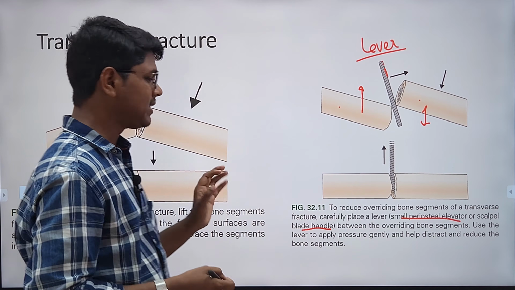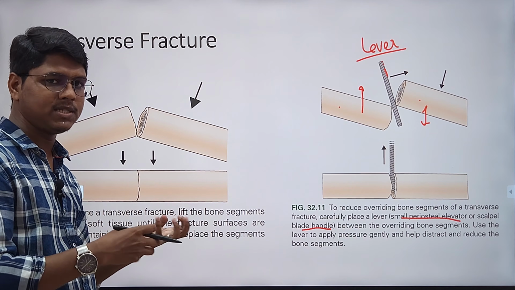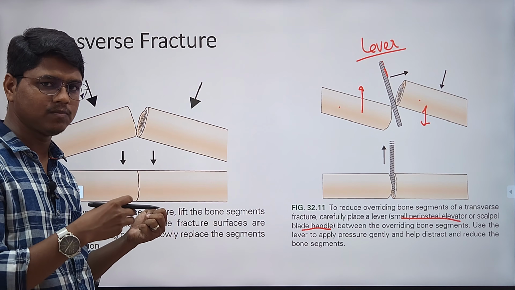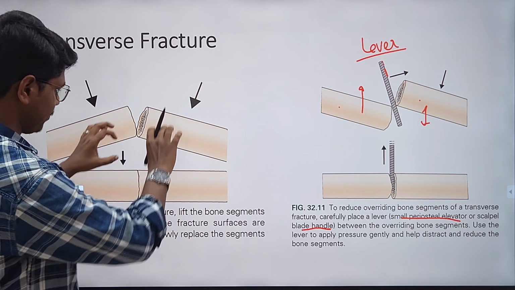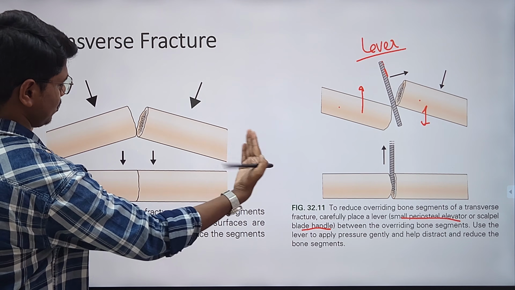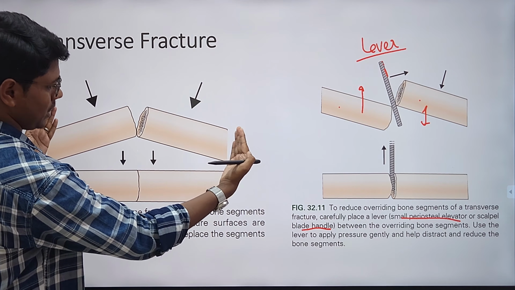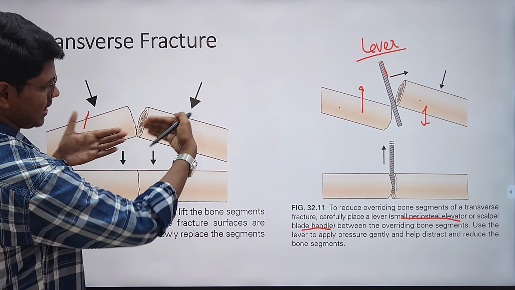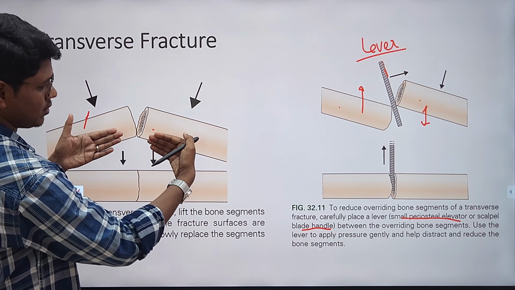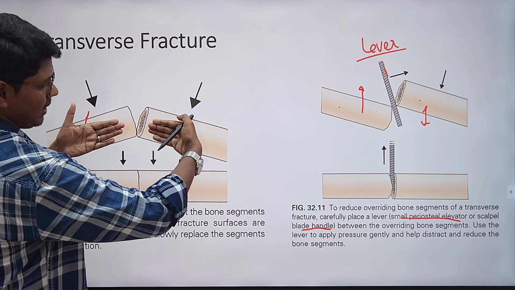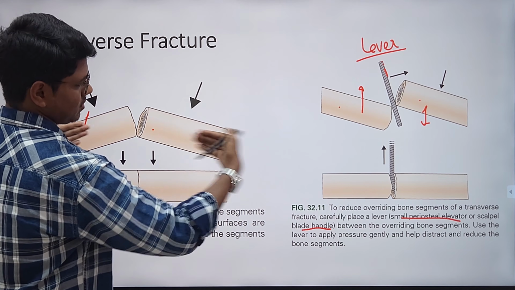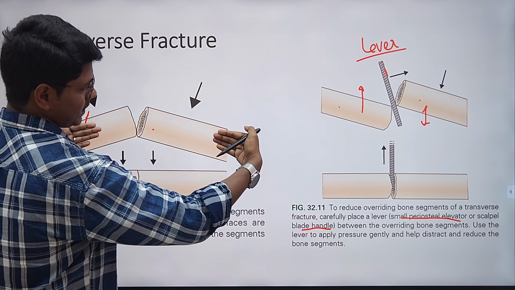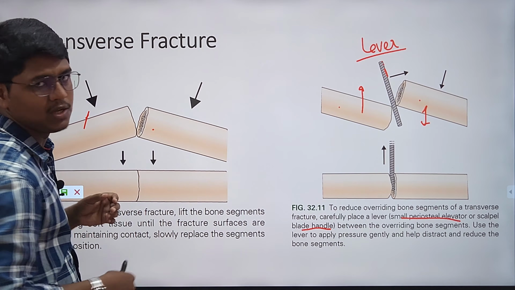Why is this needed? I told you, the main problem is muscle contraction. You see, this muscle contraction will cause the bone fragments to come closer like this. That is why they are displaced cranially or caudally. So what we are basically doing is distracting. This is the distraction. You are distracting this fracture segment so that they will come into opposition.